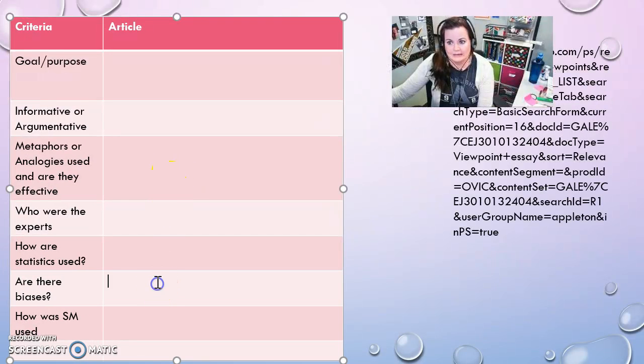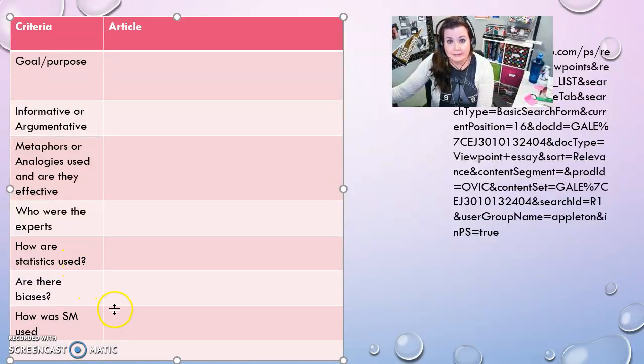Are there biases? Are there any biases that are presented by the author in this article? Can you see political biases? Do you see biases in terms of somebody who would benefit monetarily from people believing what they read in this article? So what's the benefit to the author of the article or people the article is profiling?